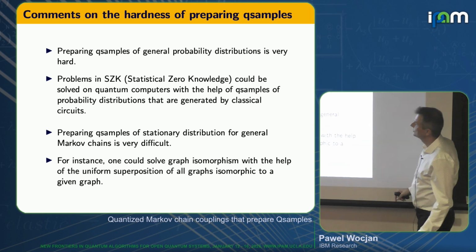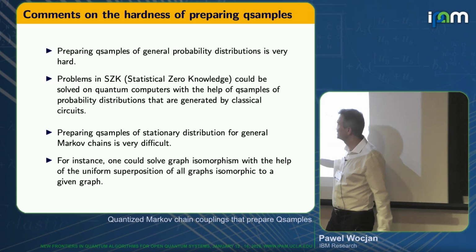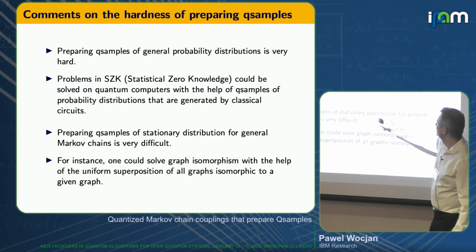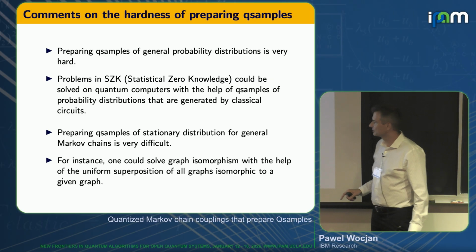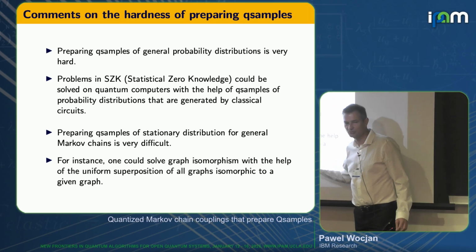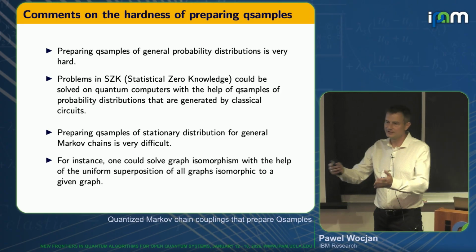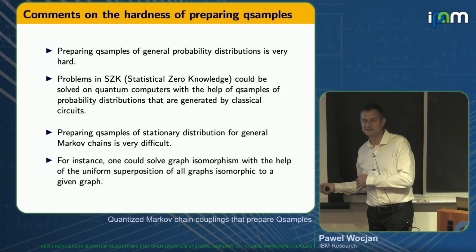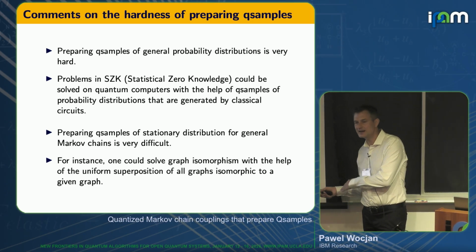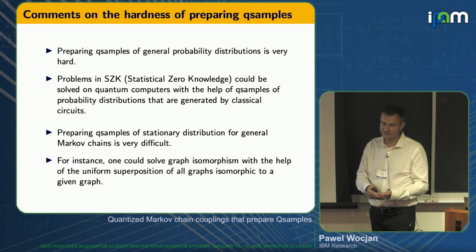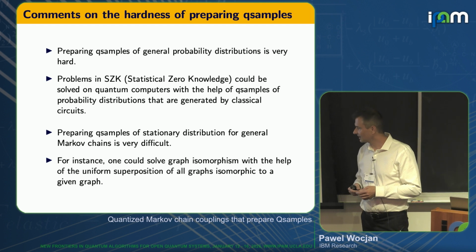Markov chains. But even if we restrict our attention to trying to prepare Qsamples of stationary distributions for general Markov chains, this is difficult. And so there is this famous graph isomorphism problem. For example, if you give me a graph, I can easily choose a random permutation uniformly at random, and I can apply this permutation to the graph. So I can easily sample from all the isomorphic graphs.